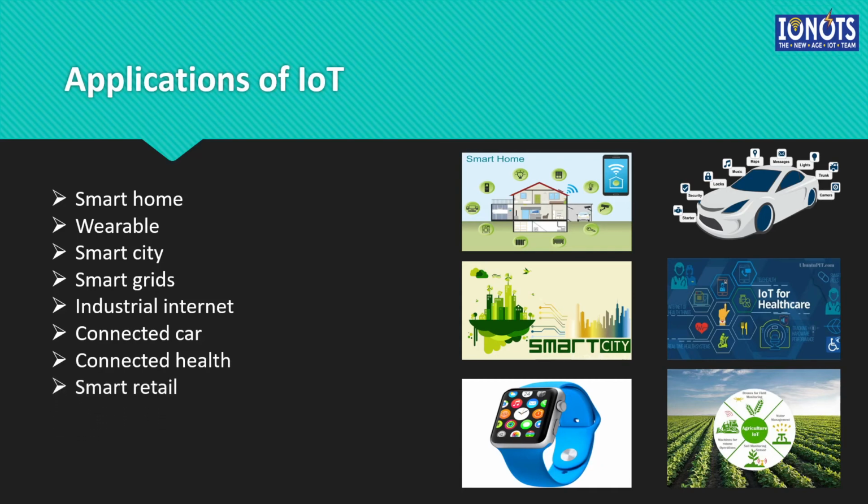Number 8, smart retail. Smart retail is the word used for those smart technologies that are designed to give consumers a greater, faster, and a smarter experience while shopping. Example Amazon.